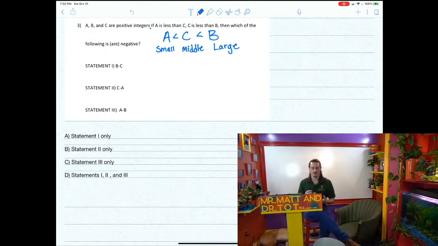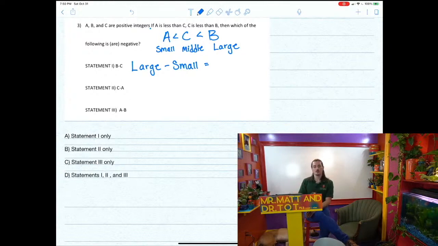We don't at all. They don't tell us. But we do know A is less than C and C is less than B. So A has to be the smallest and B has to be the largest. So in the statement B minus C, I can think of this as B being the large number minus C being a smaller number. Now this is all relative, of course, but relative to B, C is small if C has to be less than B.